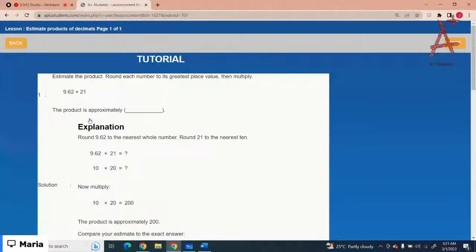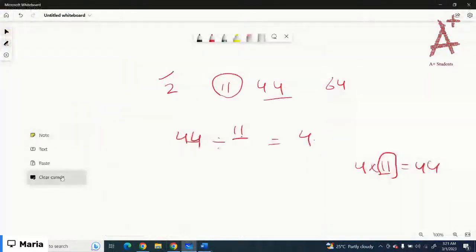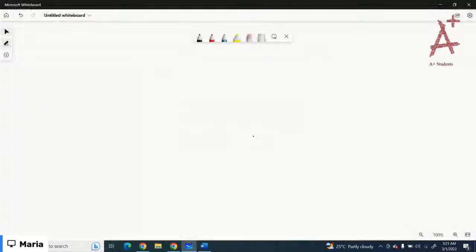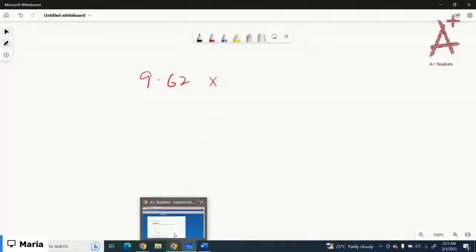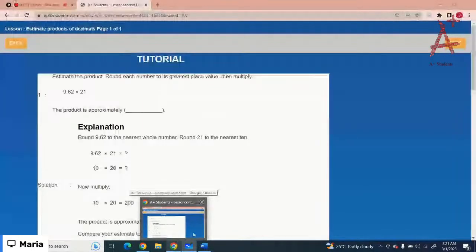Estimate the products. Round each number to the greatest place value, then multiply. So basically you have to estimate the product. First you have to round off the decimal to the greatest place value. Got it? And then you have to multiply. So just look at the first example, 9.62 times 21.